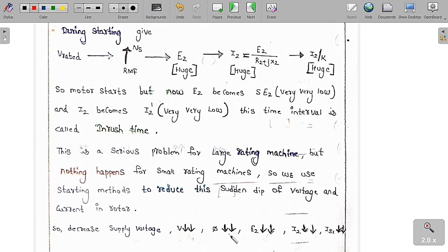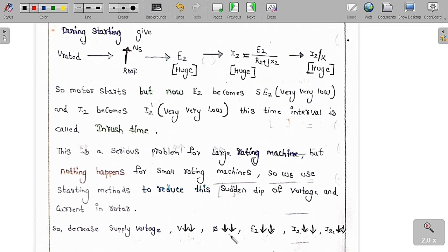During starting, as I already told you, E2 and I2 are very high. Whenever the motor starts, E2 and I2 become very less. So there is a sudden dip of voltage and current in the rotor. This time is called the inrush time. This is a very serious problem for large rating machines, but nothing happens for small rating machines. So by using the starting methods, we need to reduce the sudden dip of voltage and current in the rotor.